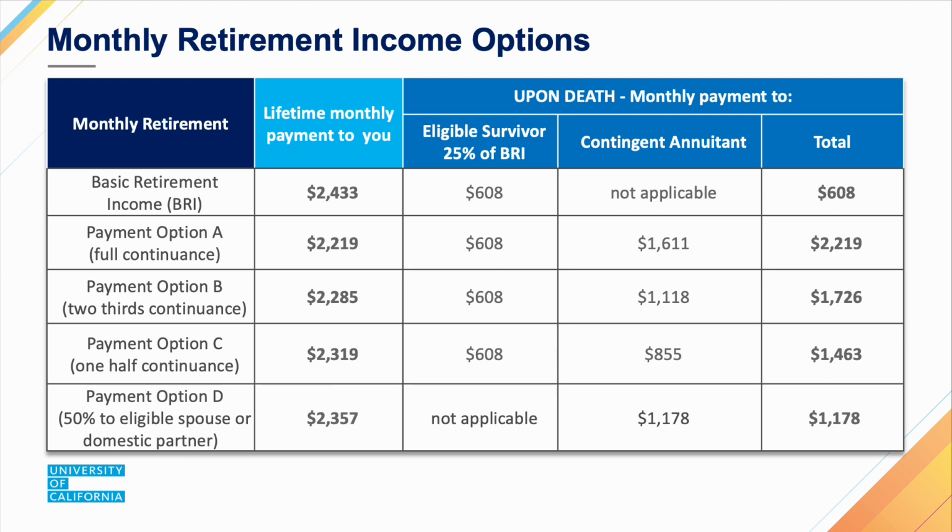So option D is only available to 1976 tier members that are coordinated with Social Security where the spouse or domestic partner is also named as the contingent annuitant. And that's exactly half of the member's benefit. Now again, to model numbers for you and any contingent annuitant that you'd like to designate, you can do that through the retirement estimator on the UC Raise at Your Service portal.